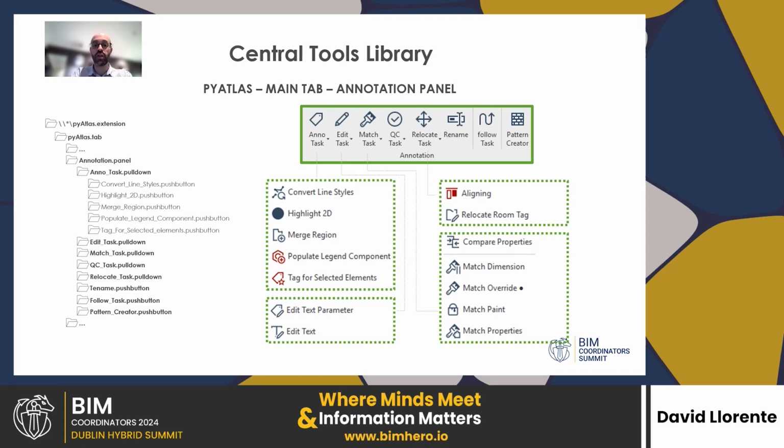So the annotation tab contains several buttons, and for example, if we go in detail to the anno task, you will see the different tools inside. So the anno task is a pull down folder, and inside you have several buttons and several scripts. So again, it doesn't matter what the structure is, it's very simple to create by following the PyRevit structure of folders.